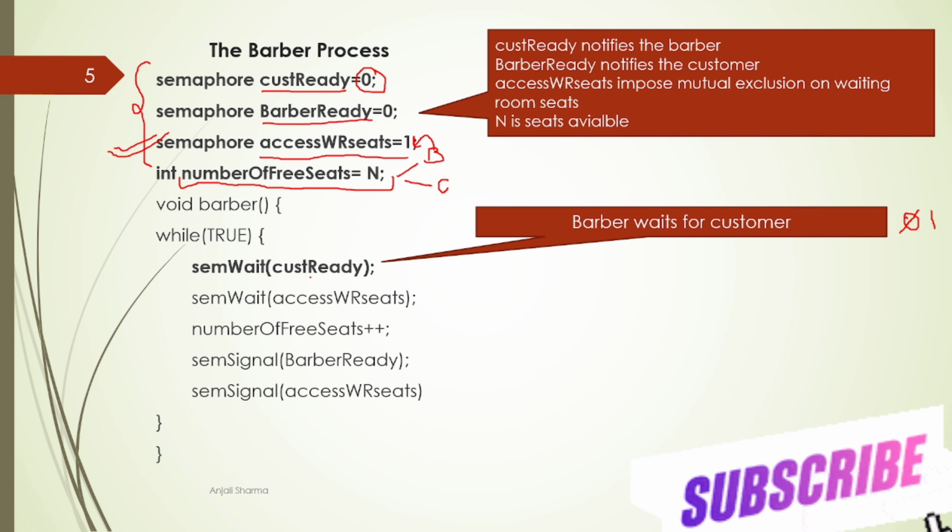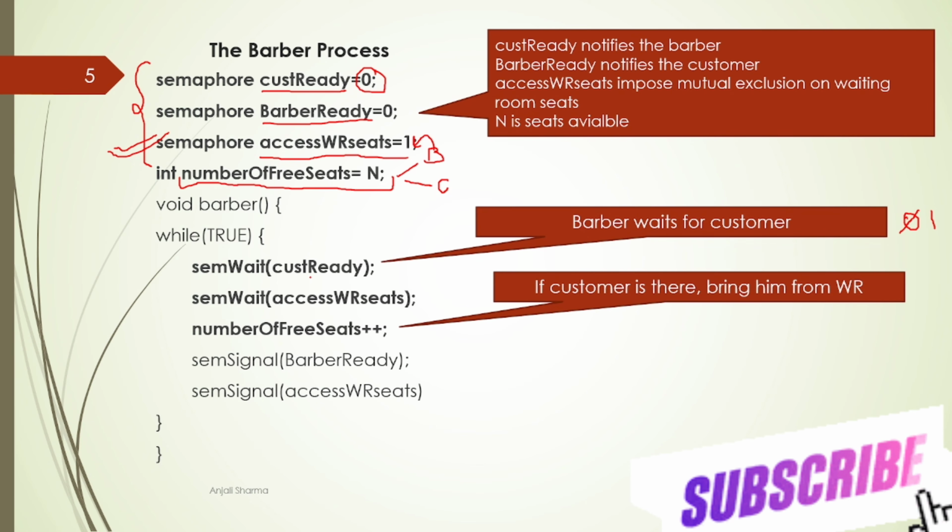So the first step is no customer is there in the shop and the barber is waiting, right? And then the second thing, as soon as the customer arrives, or if there is any customer, what will the barber be doing? The customer will be in the waiting room, right? So the barber will be going to the waiting room, right? And asking the customer, okay, come to my chair and let me cut your hair, right?